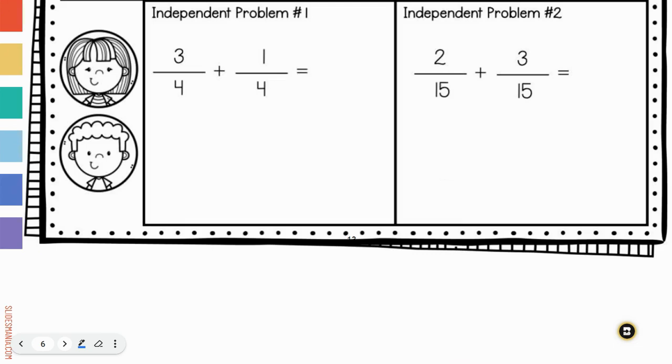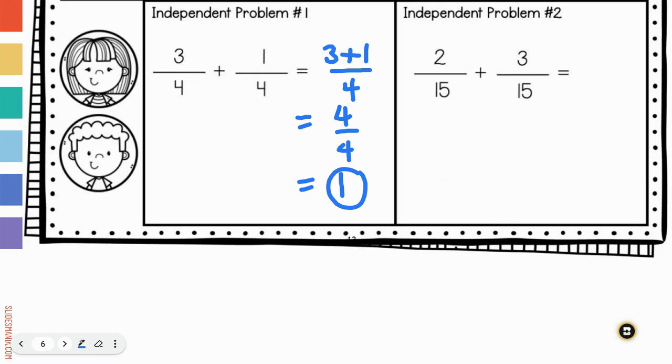So the first one, we have 3/4 plus 1/4. So we're going to do 3 plus 1 all over 4. 3 plus 1 is 4 over 4. And 4 divided by 4 is 1. So that reduces to 1.